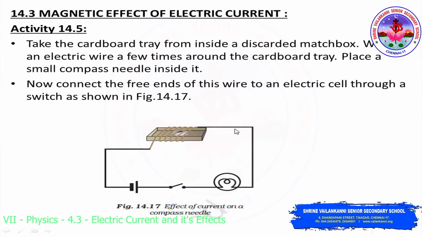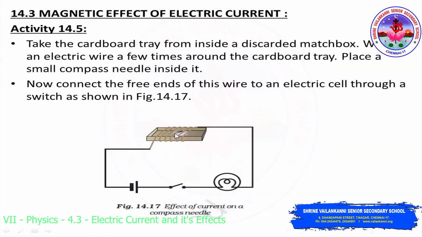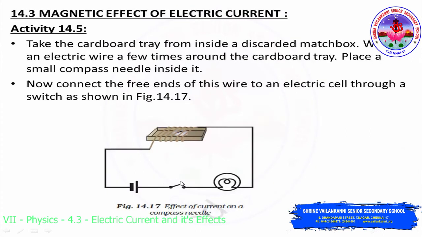Before you bring a bar magnet close to the compass needle, you have to make a note of the direction in which the needle is pointing first of all, right? Then you bring a bar magnet near the compass needle. Once you bring it closer, just observe what is happening. Watch the compass needle carefully, and simultaneously move the switch to the on position.